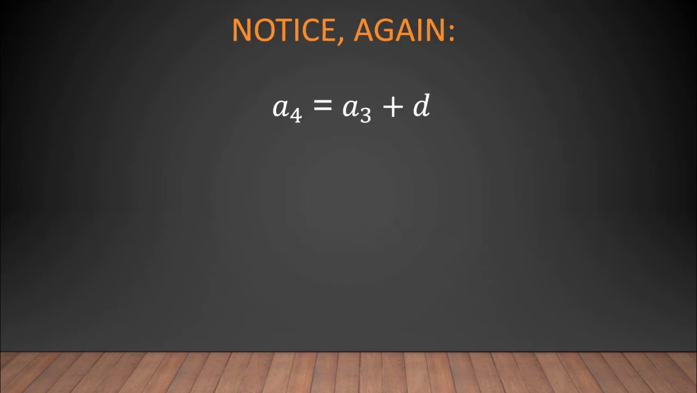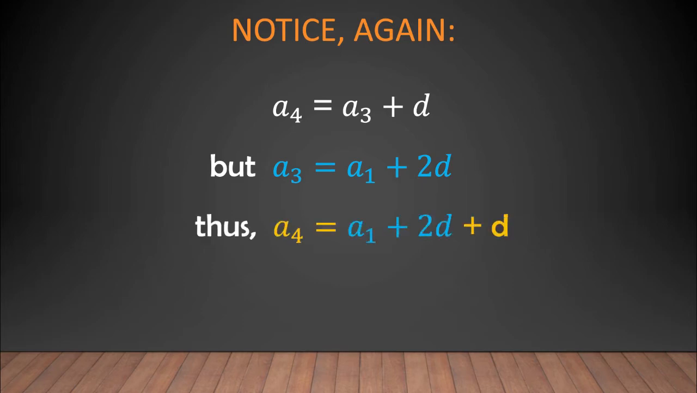Now, notice again that a sub 4 is equal to a sub 3 plus d. But a sub 3 is equal to a sub 1 plus 2d. Thus, a sub 4 will be equal to a sub 1 plus 2d plus d. This expression here in blue is our a sub 3. Therefore, a sub 4 will just be equal to a sub 1 plus 3d.